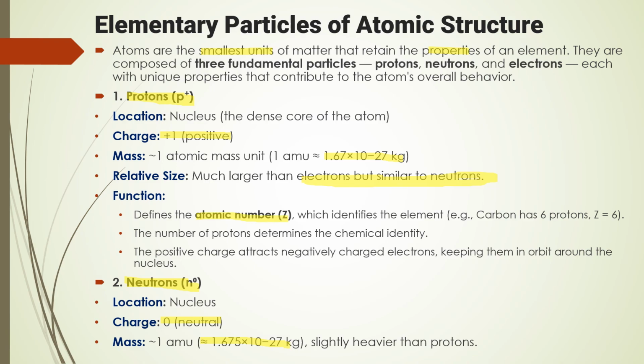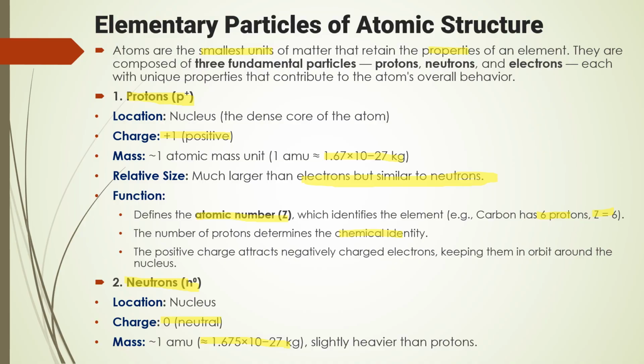Much larger than the electron, but similar to the neutron. So protons are much larger than electrons, but similar to neutrons. Its function: it defines the atomic number. What is the atomic number? The atomic number is the number of protons, which identifies the element.